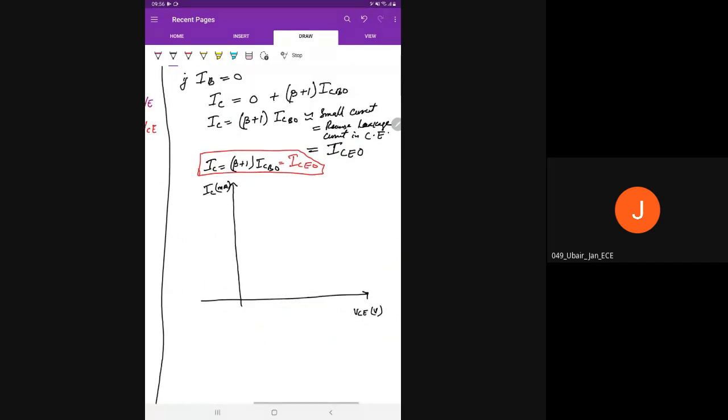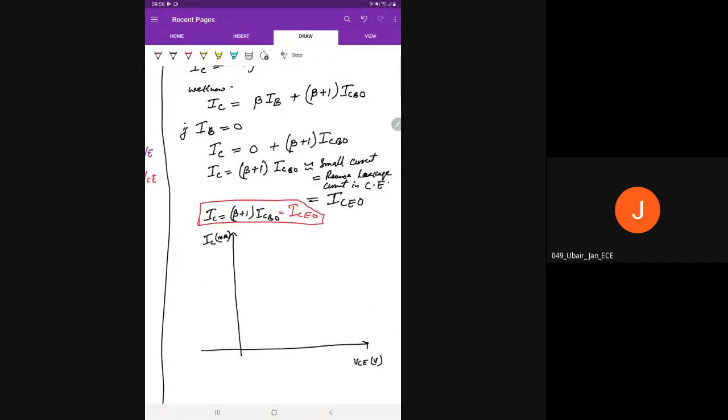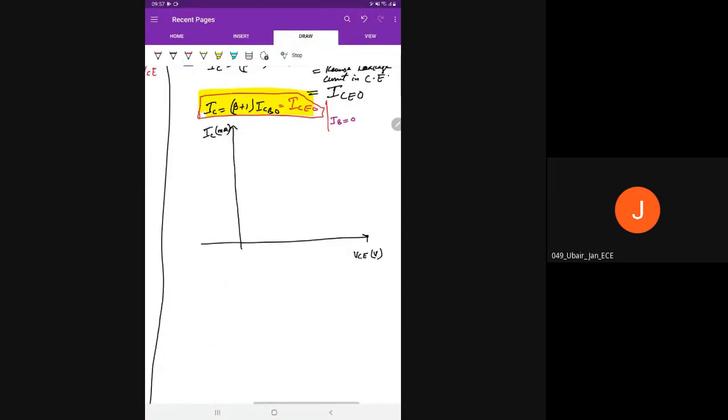Now see, when IB is zero, what is our collector current? Collector current is equal to the reverse saturation current in common emitter configuration. This is true if IB is equal to 0. Now I can say if IB is 0, my collector current is equal to ICEO, ICE naught. That is the reverse leakage current. So I can draw it somewhere here on the graph.